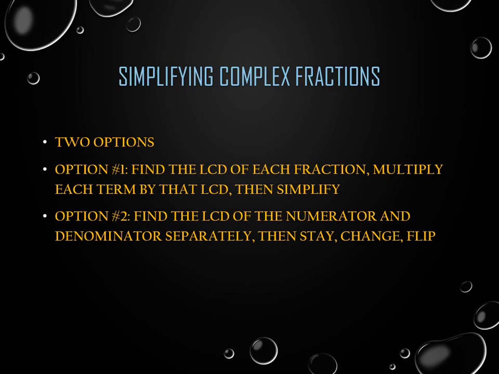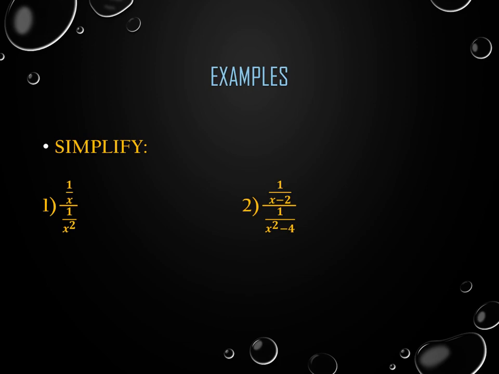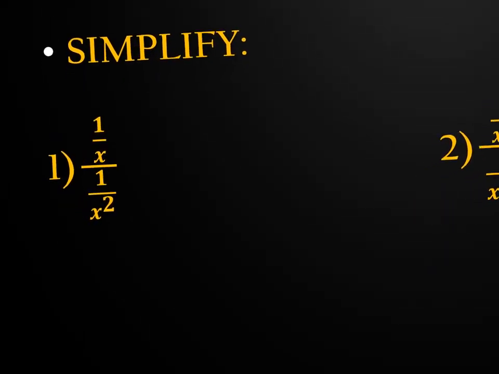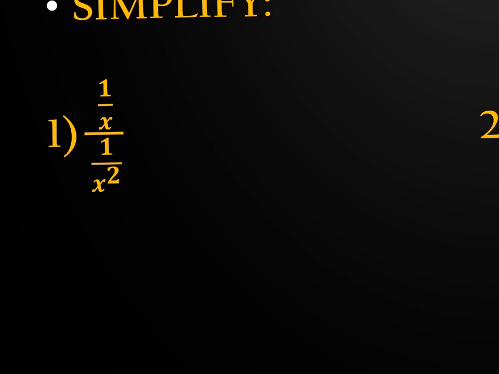So option one is to find the LCD of each fraction, then multiply each term by that LCD, then simplify. And then option two is to find the LCD of the numerator and the denominator separately, then state, change, flip. And that's the option of how I'm going to show you. So let's go ahead. That's basically the idea that we're going to do here. And we're going to do 10 examples. So we're going to start out nice and simple.